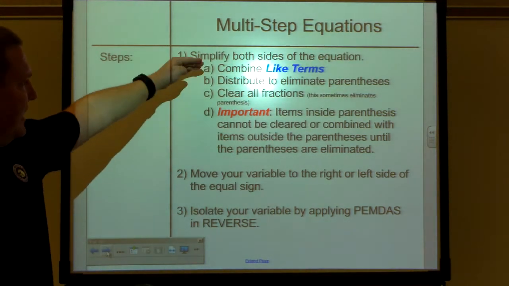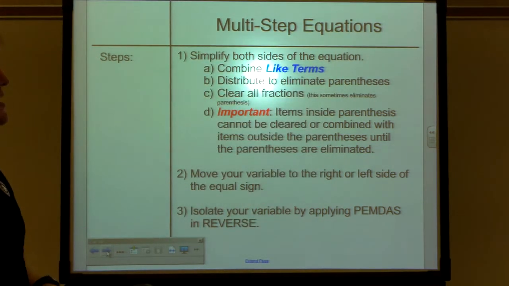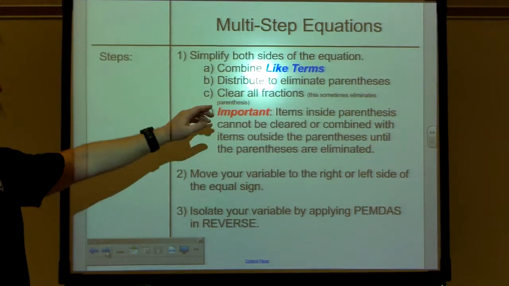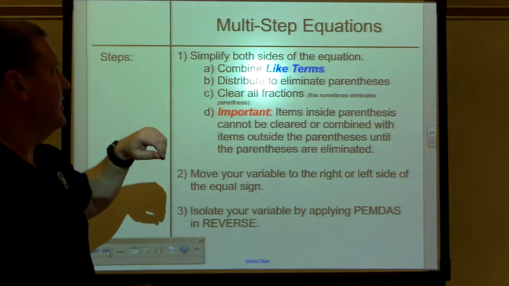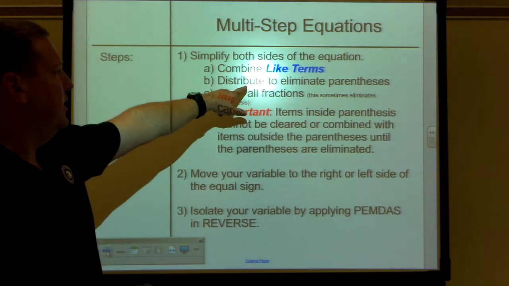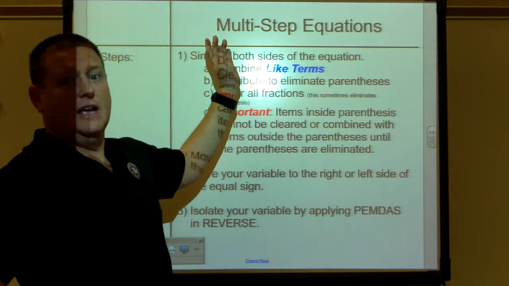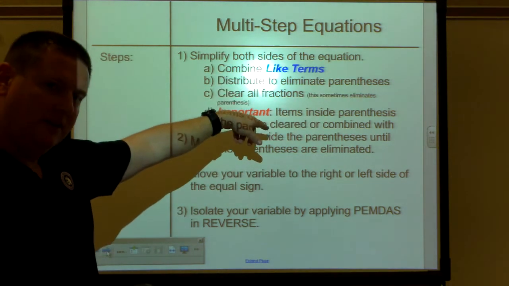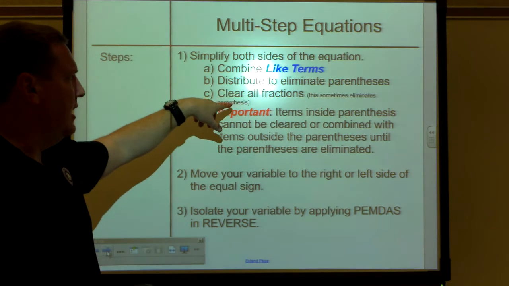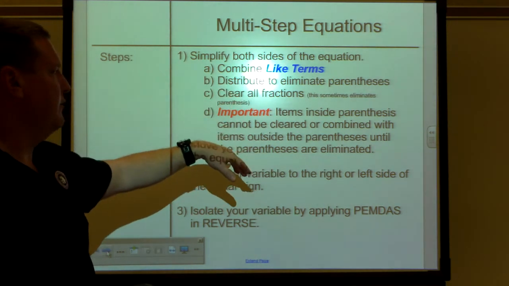But step 1 actually has multiple parts. You'll see it says simplify both sides of the equation. Well, that could mean a lot of things. For example, it could be combining the like terms that are on each side of the equation. We could distribute to eliminate parentheses, and then we may have to go back and combine like terms after we distribute. We could clear fractions. You don't have to clear fractions. This is an option. But sometimes if you don't like to work with lots of different fractions in the problems, you can go ahead and just clear the fractions.